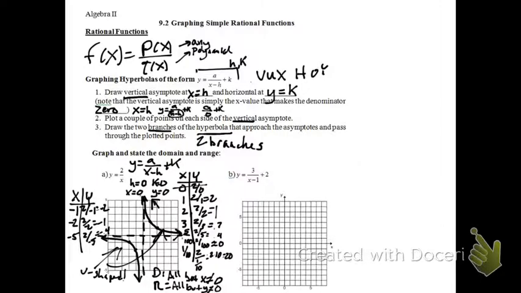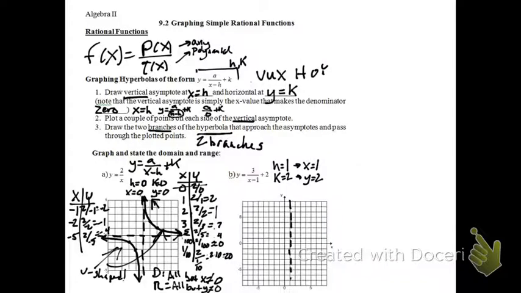So that's the first graph. Let's take a look at the next one, part B. Here I have y equals 3 over x minus 1 plus 2. Now here you might note my h value is really positive 1. That's what I'm subtracting from x, and my k value is 2. So that means my vertical asymptote is going to be x equals 1, and my horizontal asymptote is going to be y equals 2. So x equals 1 is going to look something like this.